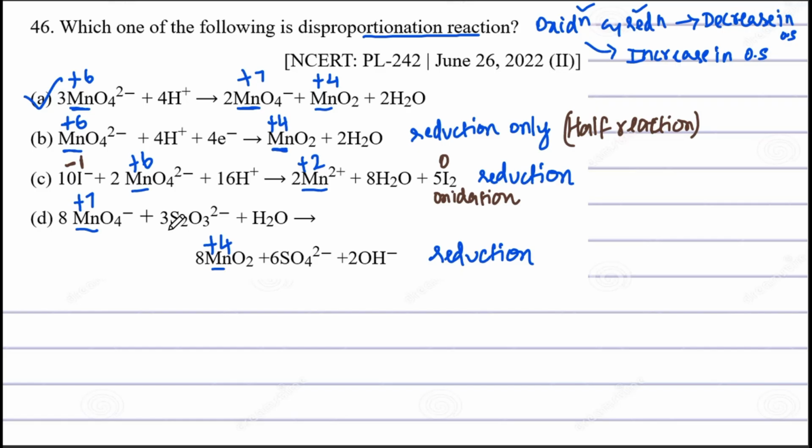Then S2O3-, the oxidation state of sulfur is +2. Then in SO4-, the oxidation state of sulfur is +6. So again there is increase in oxidation state. So it is oxidation. So B, C, D are regular redox reactions, but option A is the only disproportionation reaction. So the correct option is option A.